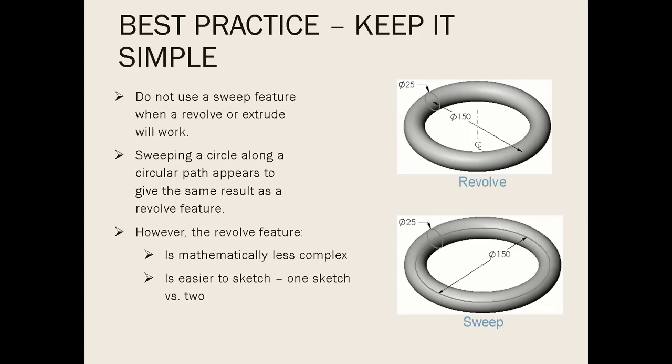Sweeping a circle along a circular path appears to give the same result as a revolve feature. However, the revolve feature is mathematically less complex and it's easier to sketch because you're dealing with one sketch versus two. With the revolve, you're having a circle that you've dimensioned and then you're moving it in a path around your axes. With your sweep, you're going to have to create that path, which is the circle around, plus your profile, and then sweep it. So just keep it simple. Don't try to overdo it with your parts.